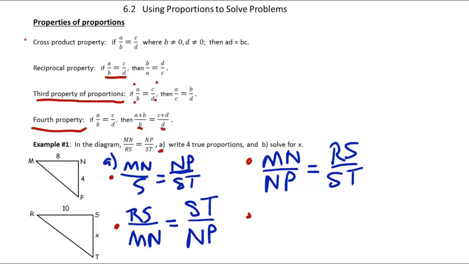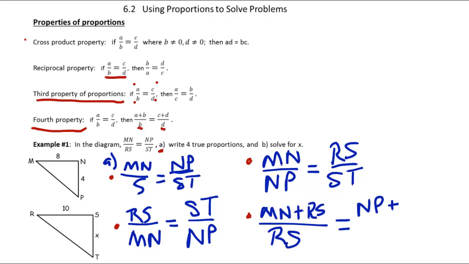And then the fourth one is that one that we do need to know, so make sure you know it. That would say I have MN plus the denominator, RS, over RS. That ratio is going to equal the ratio of NP plus ST, the denominator, over ST, the denominator. And so those are your 4 true proportions that we would get.